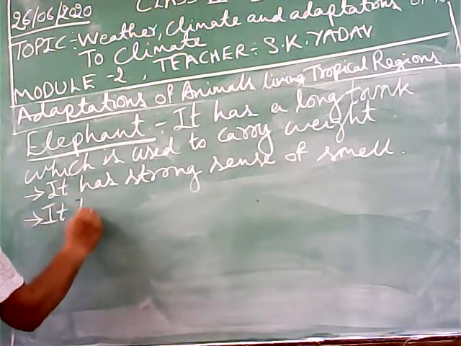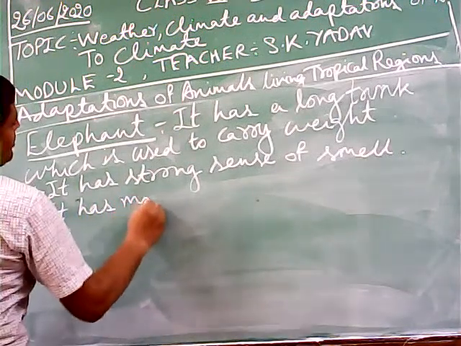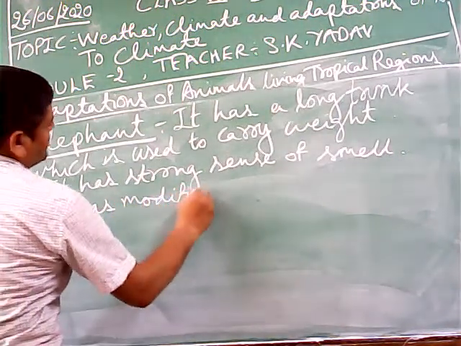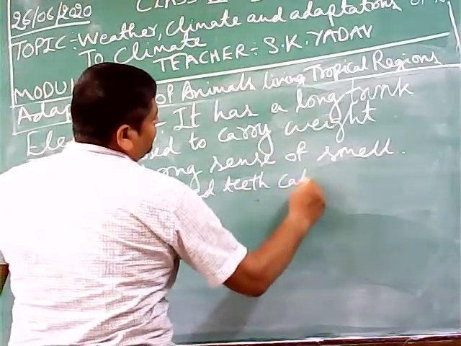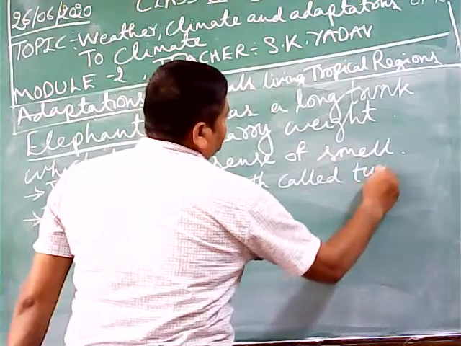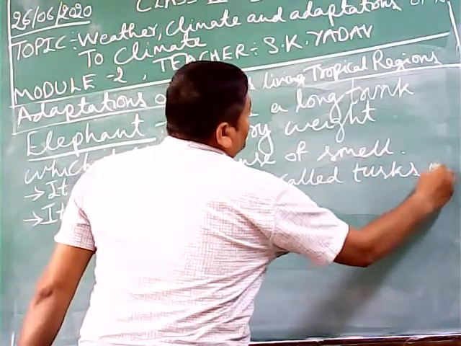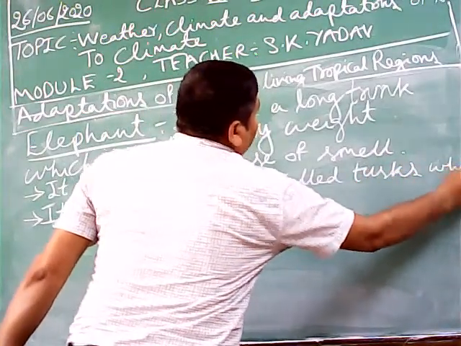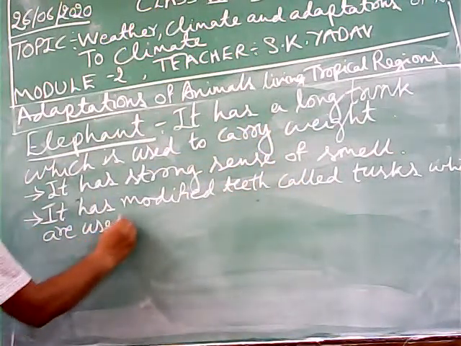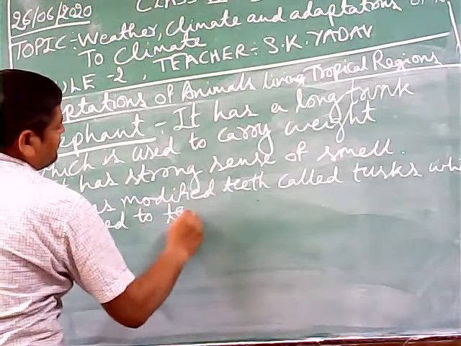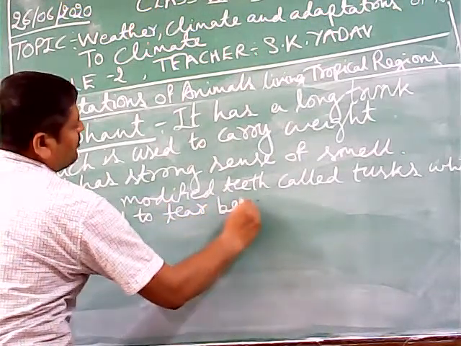It has modified teeth called tusks, which are used to tear bark of trees.